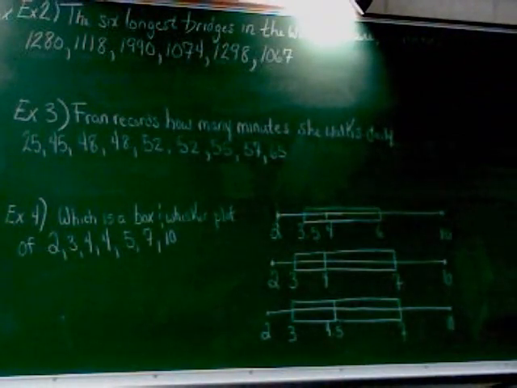Make a box on this one. The 6 longest bridges in the world measure in meters: 1280, 1118, 1990, 1074, 1298, 1067. Make a box on this one.